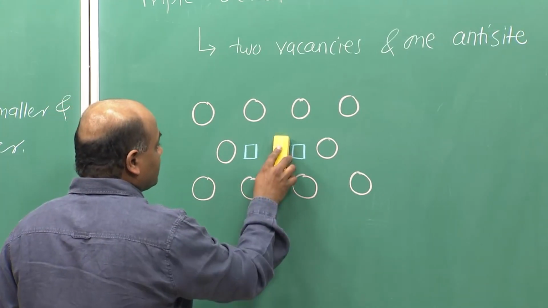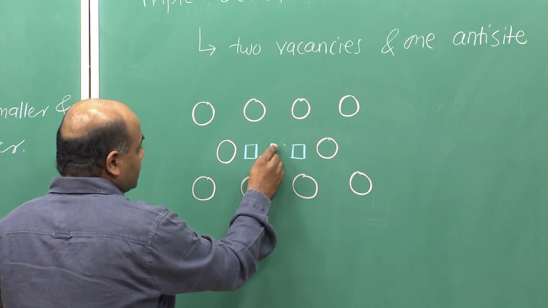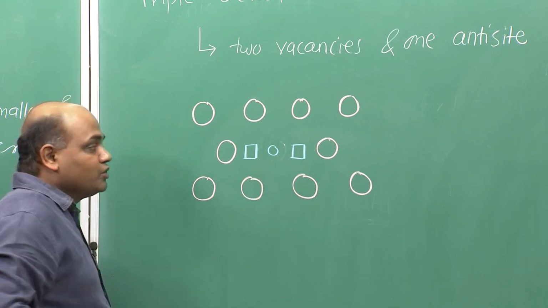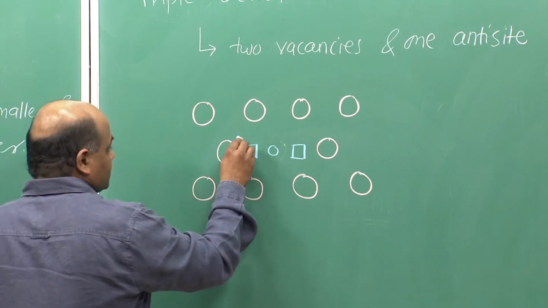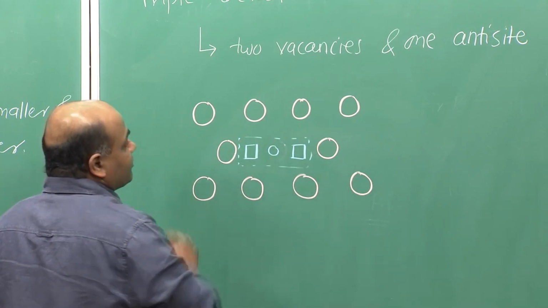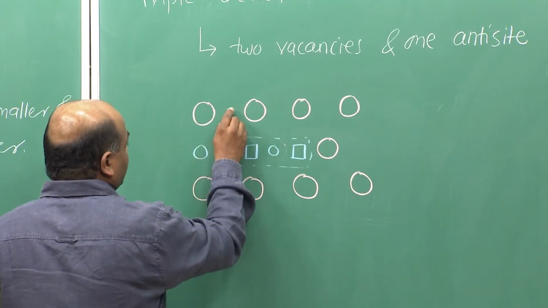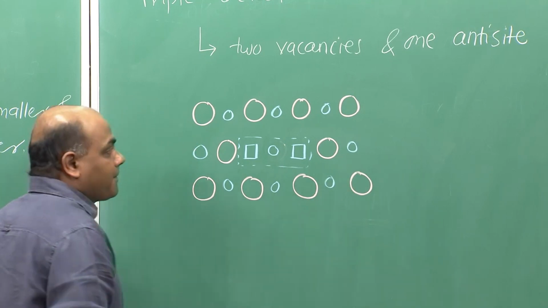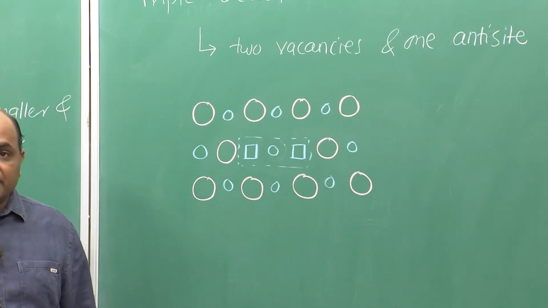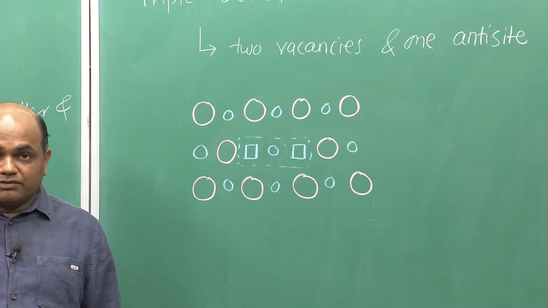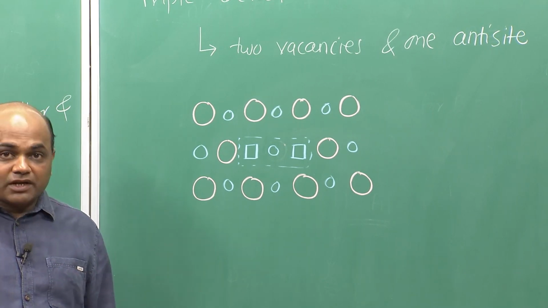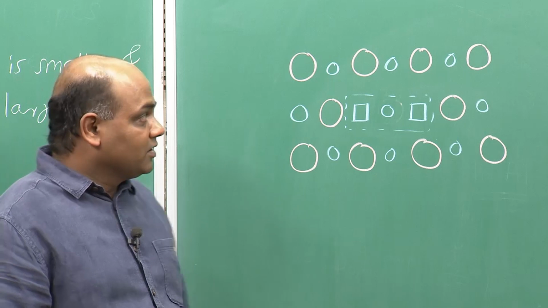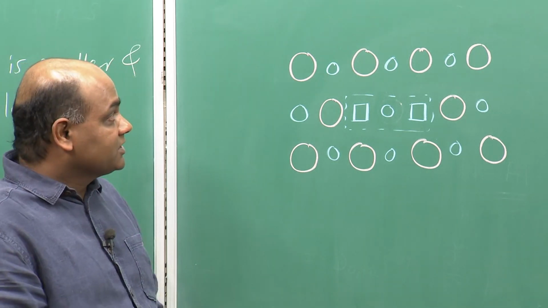So, it is a combination of, for example, here one antisite of A on B sublattice and 2 vacancies on A sublattice. So, this is a triple defect. This is an important defect that can assist in diffusion of A and B, particularly A, because A being smaller forms an antisite. So, we will see that later, how it assists the diffusion.